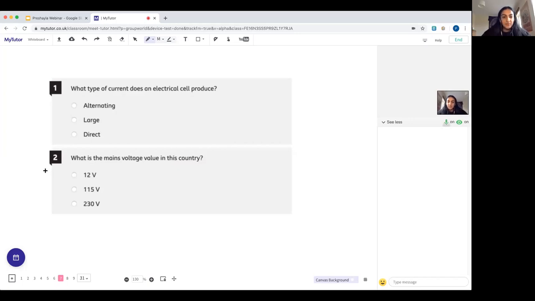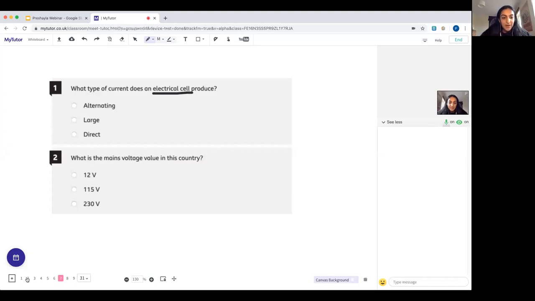Okay, so I'm getting a few different answers to question 1, so we'll come back to that in a second. But if you did write 230 volts for the second one, you're absolutely correct. Mains voltage, so what comes out of your socket, is at 230. Now for the first question, I'm getting both alternating and direct, so let's just clear that up. What type of current does an electric cell produce?